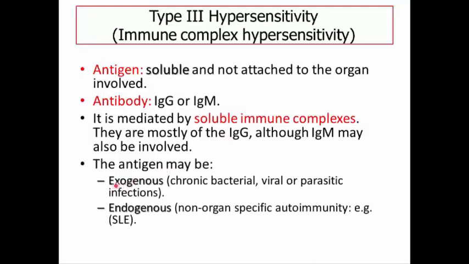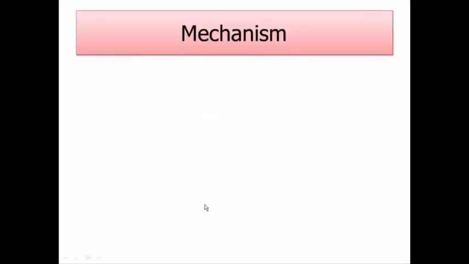The source of antigen may be exogenous, like chronic bacterial, viral, or parasitic infection, or it may be endogenous, like non-organ specific autoimmune disease. These are our self-antigens, which generate a self-antibody against them, like systemic lupus erythematosus, SLE. This is a systemic autoimmune disease.